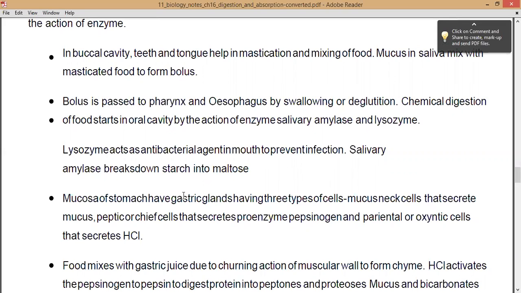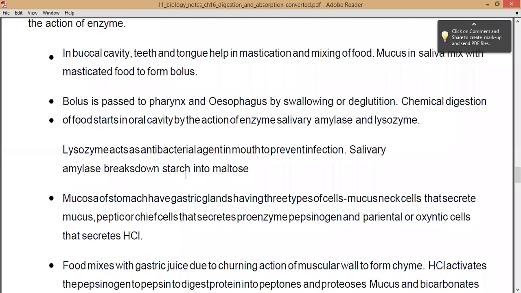Now this stomach has gastric glands, which secrete the gastric juices. These gastric glands are made up of three types of cells. The first is the mucus cells, the second is the oxyntic cells, and the third is the peptic cells. So peptic cells, oxyntic cells, and the mucus cells.